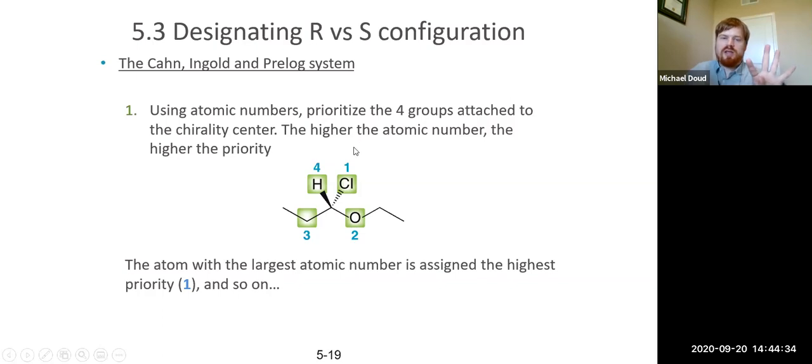The highest priority here is then going to be between chlorine, oxygen, and carbon, just evaluated based on atomic number. Chlorine has the highest atomic number, then oxygen, then carbon. So this is going to be 1, 2, 3.